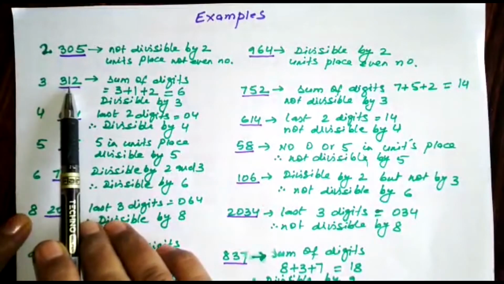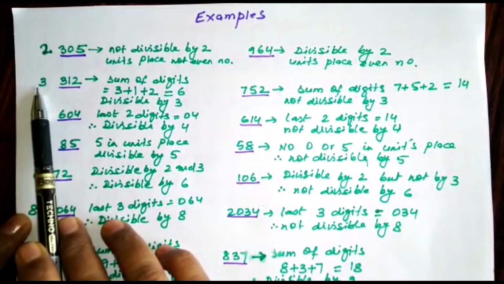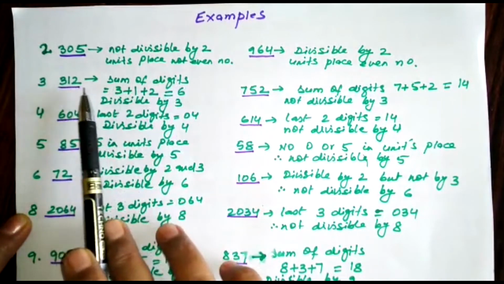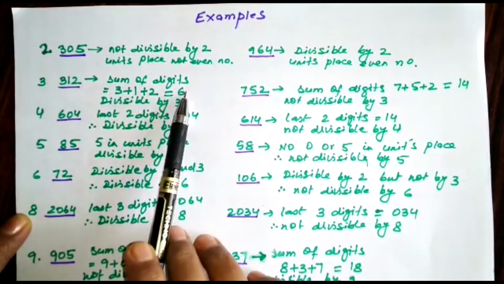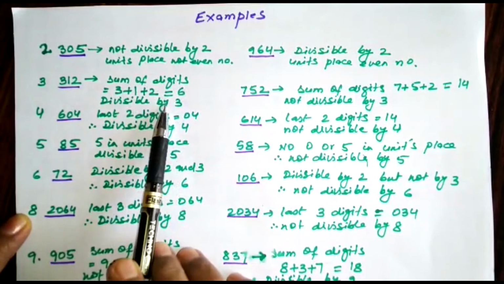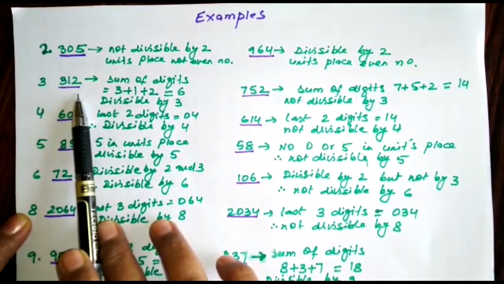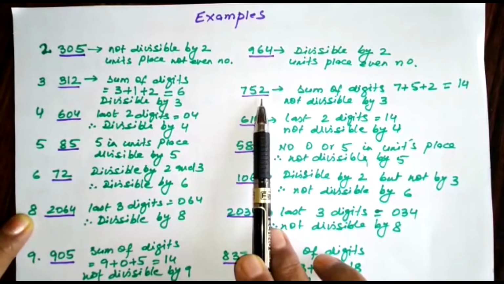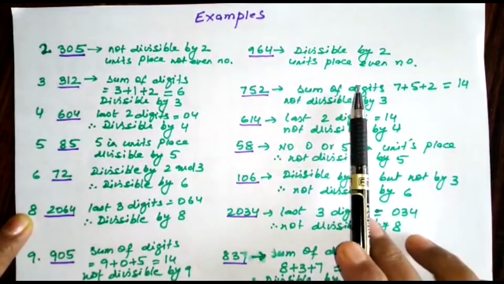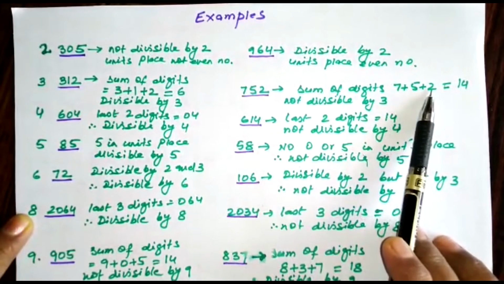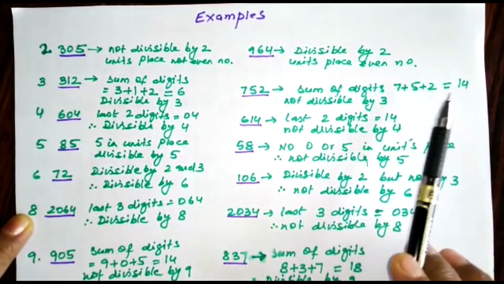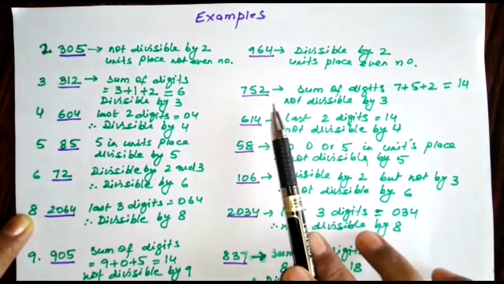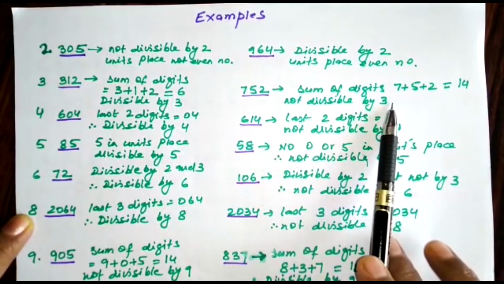Next number 312, we have to check whether it can be divided by 3. We have to do the sum of all digits. 3 plus 1 plus 2 equals 6, which is divisible by 3. Therefore 312 is divisible by 3. 752, we are checking whether it can be divided by 3. Sum of digits is 7 plus 5 plus 2, which is equal to 14. So this is not divisible by 3. So 752 is not divisible by 3.